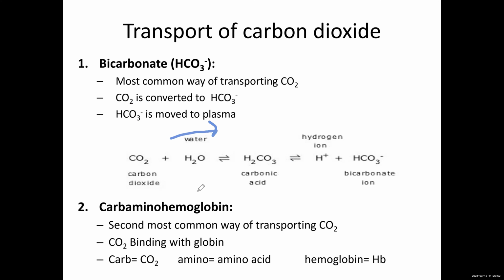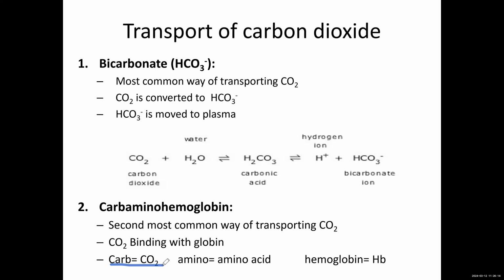But hemoglobin can carry carbon dioxide as well. And where is this hemoglobin? Inside red blood cells. So this is a small amount. But when hemoglobin carries carbon dioxide, we call it carbaminohemoglobin. This is the second most common way of transporting carbon dioxide, when carbon dioxide binds to globin.